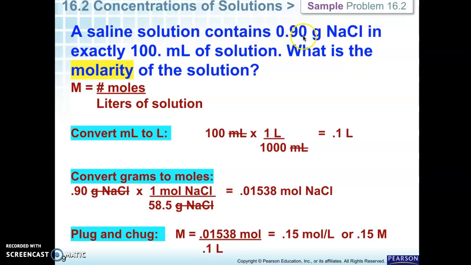Okay, so we have to get our grams to moles, and then this milliliters here doesn't work either. We need it to be in liters. So I'm going to convert my milliliters to liters just using dimensional analysis. Okay, there's 1,000 milliliters in a liter, so we've got 0.1 liter. And then we've got to convert our grams to moles using the mass from the periodic table, rounded to the tenth. Okay, so our grams to moles.